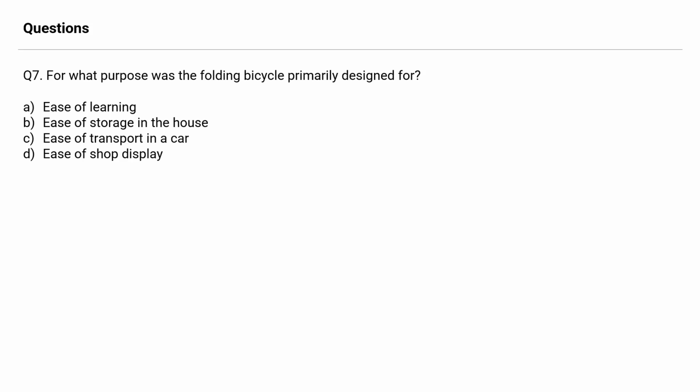We'll go to our seventh question. For what purpose was the folding bicycle primarily used? Ease of learning, ease of storage, ease of transport, ease of shop display. This we have already discussed in our session today, and I think it's quite direct. So guys, please tell. B, sir. We have got opinion B. Anyone else? Option B. Option D. B. Option B, sir. Yes. Anyone else?